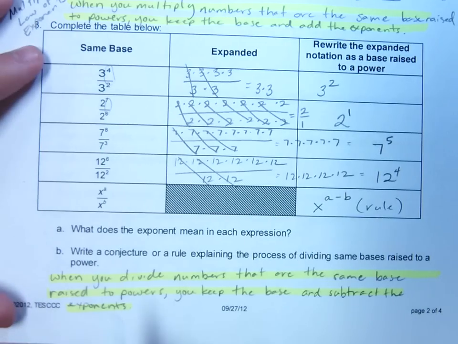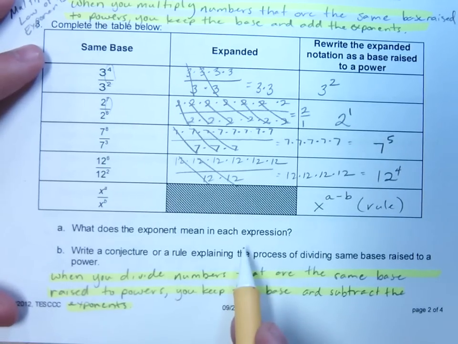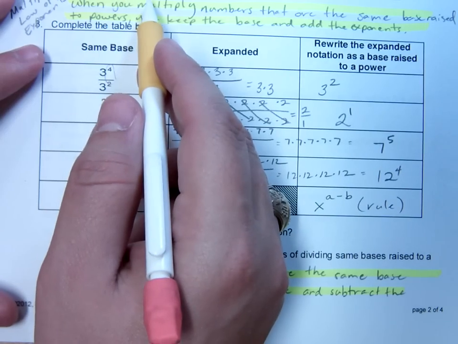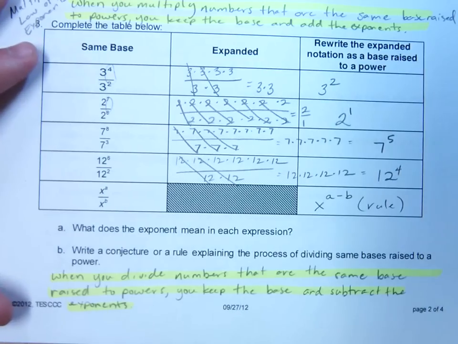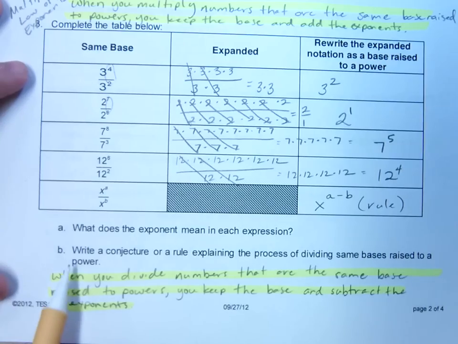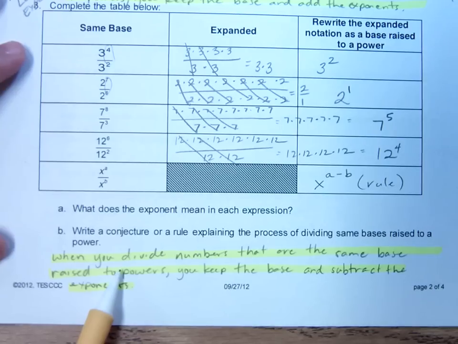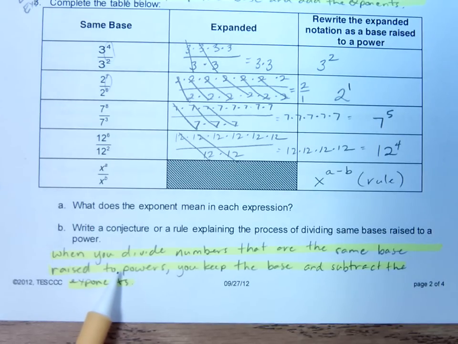Okay, it says, what does the exponent mean in each expression? Again, it's the same thing as we set up here. It represents how many bases we have, how many times we're going to multiply. That didn't change anything, so I'm not going to rewrite that. Now it says write a conjecture or a rule explaining the process of dividing same bases raised to a power.